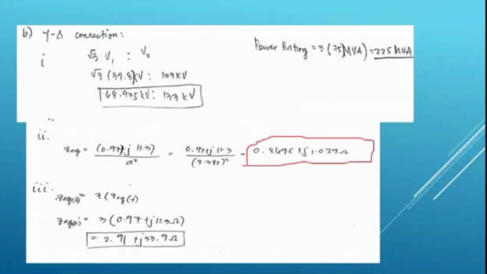For the equivalent impedance referred to the high voltage terminal, which is 133,000 volts, for a star-delta connection, since the high voltage side is delta, our working formula here is this one. Our Z equivalent for the Y connection is what we will use to find the equivalent impedance referred to the high voltage side.